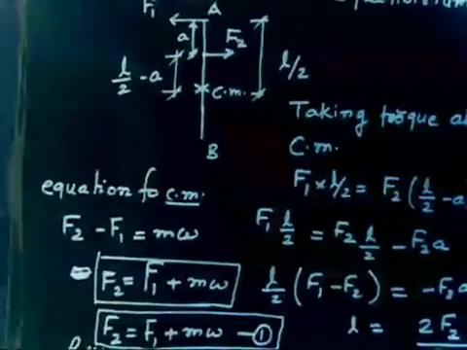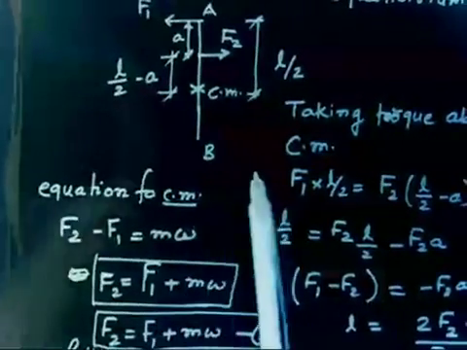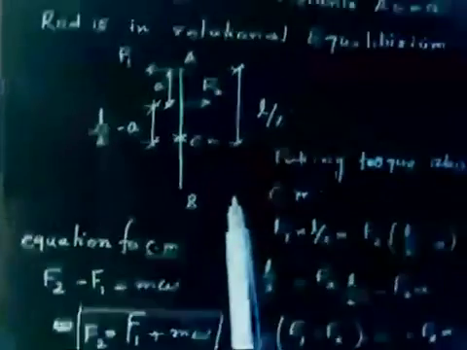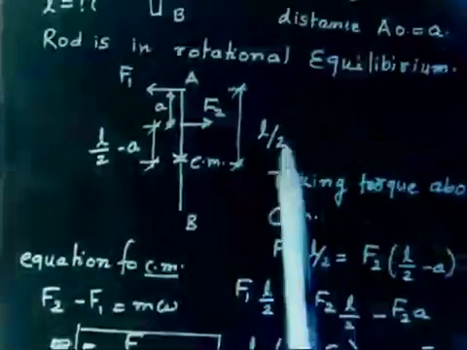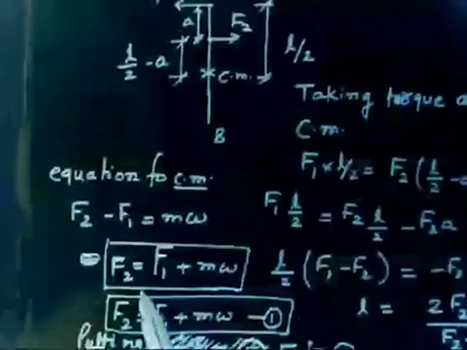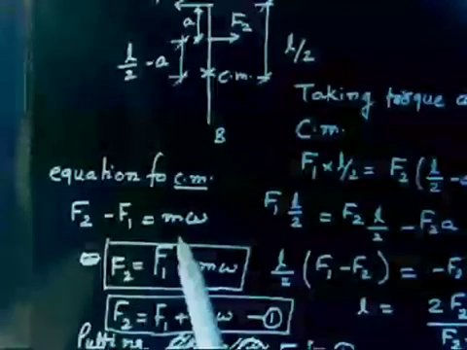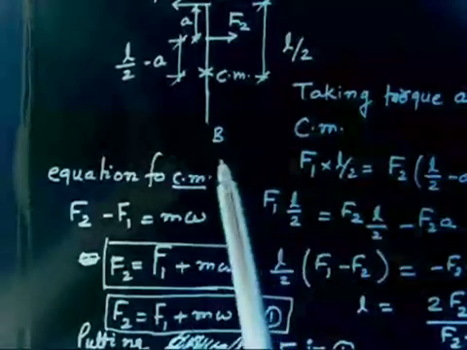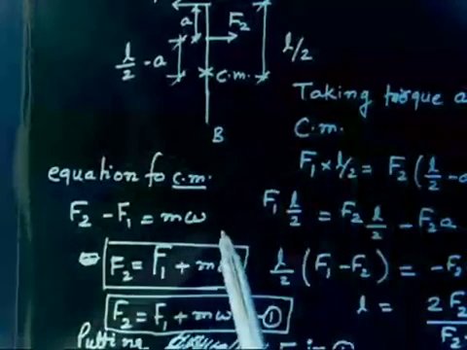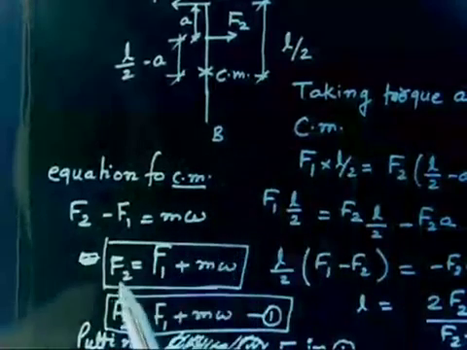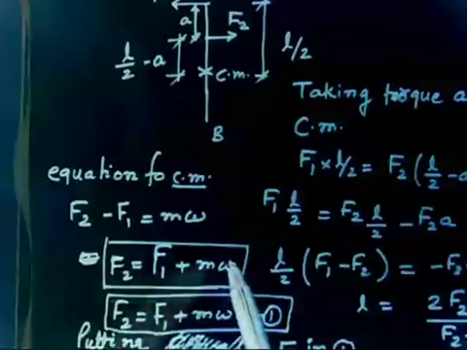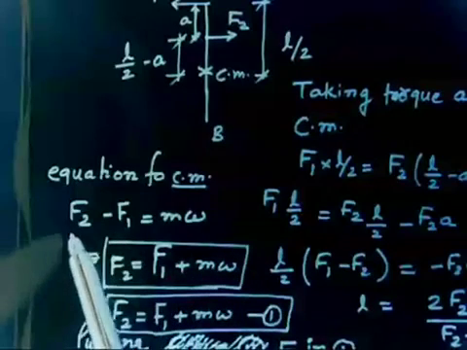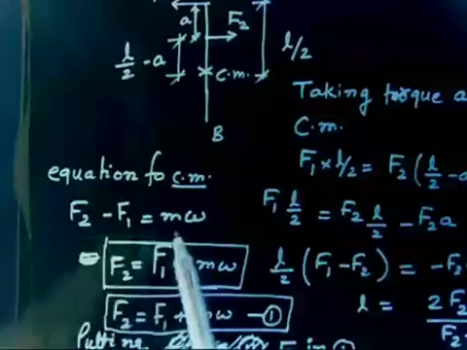So if I write the equation of motion for center of mass, the total force in this direction, so this is my x direction, let us say F2 minus F1. So total force is F2 minus F1. So force is equal to mass into acceleration. So let us say acceleration in this direction is W. So m into W. So from here I can find F2 is nothing but F1 plus mW, or I can directly put this value of F2 minus F1 here.